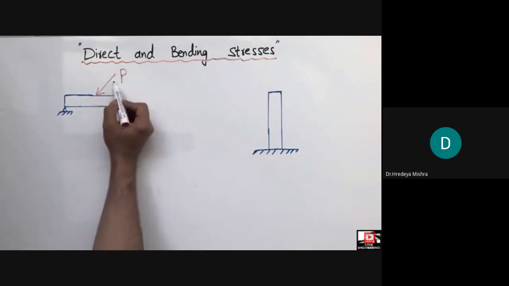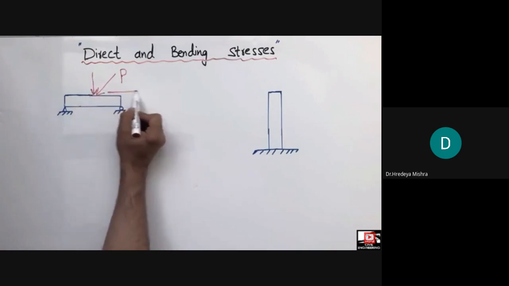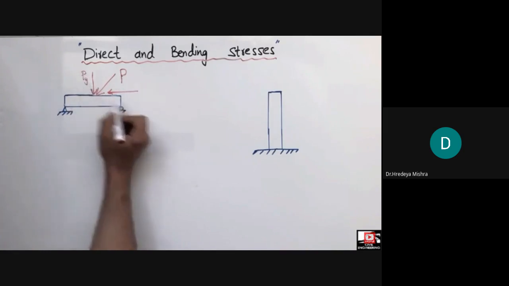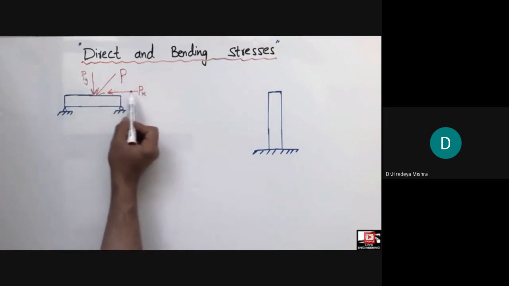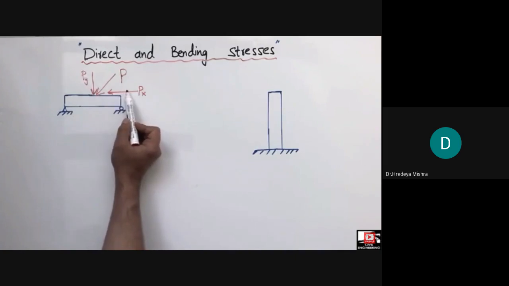This inclined load can be divided into a vertical component and a horizontal component of the load P. The vertical component can be called Py and the horizontal component can be called Px. Due to these two components, we will have two different types of stresses.